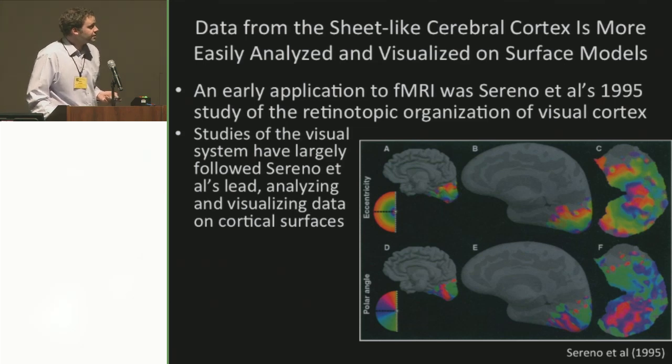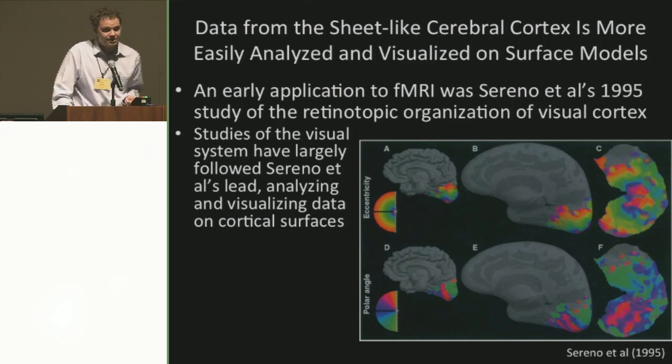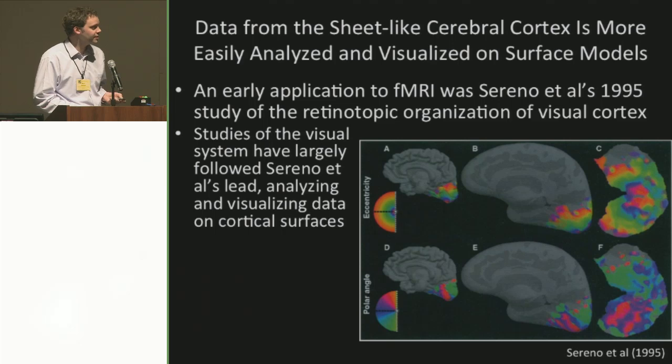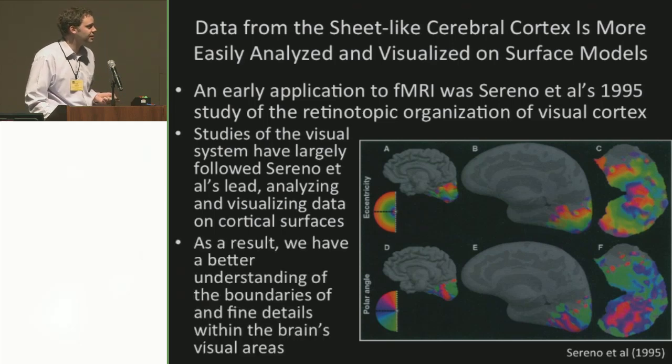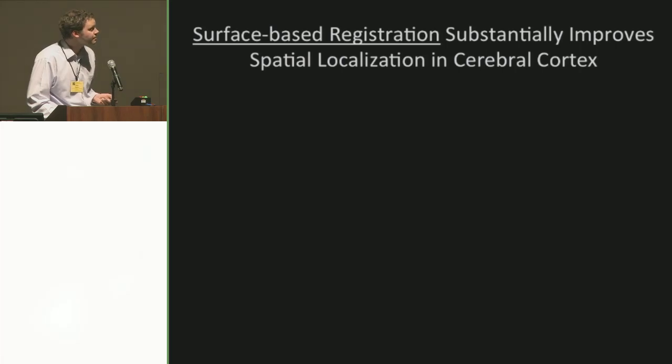And studies of the visual system have largely followed Serino et al.'s lead in analyzing and visualizing data on the cortical surface. So if you look at a retinotopy study, you're almost invariably going to be looking at surface representations. And as a result, we have a better understanding of the boundaries and fine details within the brain's visual areas relative to some of the other brain areas.